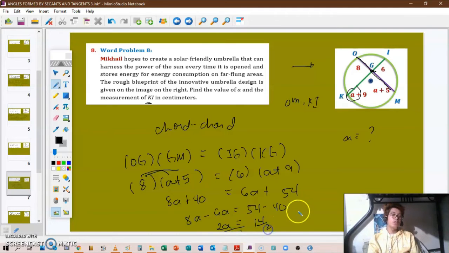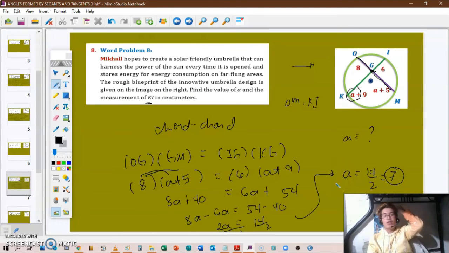Divide both sides by 2. We're going to get that the value of A is equal to 14 divided by 2. Okay, so 14 divided by 2 is simply equal to 7. So that's the value of A. Okay, so we now solved for the value of A. Okay, so what's the label here? Okay, so our unit measurement is centimeters.